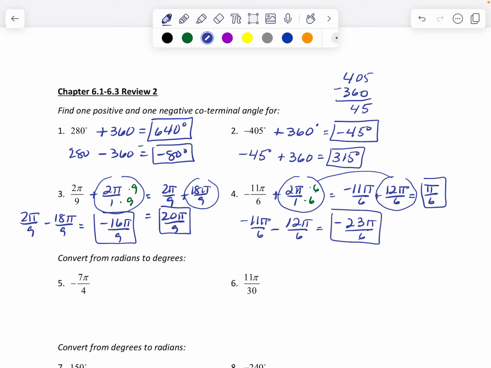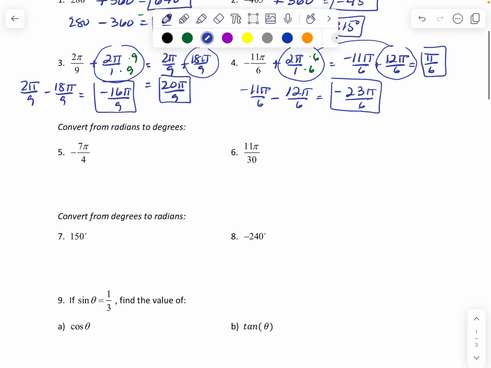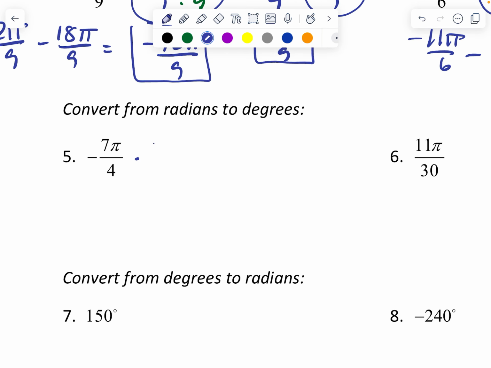Okay, so there's the first 2 questions on your quiz tomorrow. 1 in degrees, 1 in radians. Now, to convert from radians to degrees, we want to multiply by 180 over pi. Let me make this a little bit bigger. So I'm going to multiply by 180 divided by pi. Notice that the pi's are going to cancel each other out.